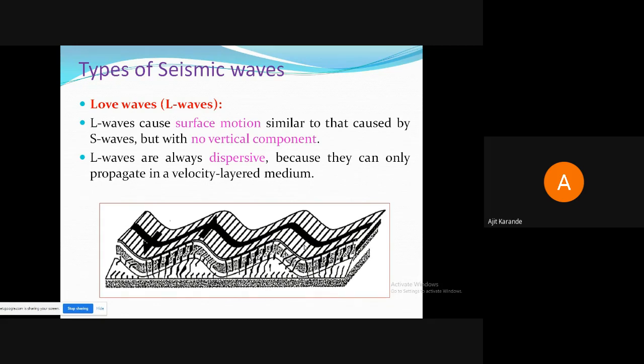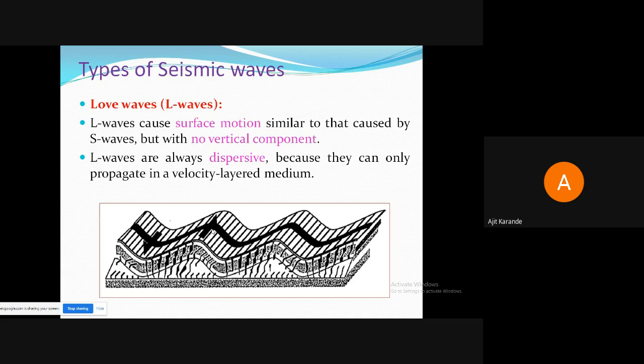particular earth surface. Love waves are always dispersive because they can only propagate in a velocity layered medium. So generally these waves are dispersive, and they are only generated and only move at the topmost portion of the earth. They will not go deeper into the earth, and that's why they are called surface waves, one type of surface waves.